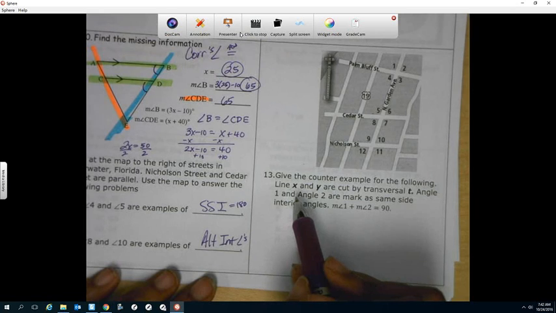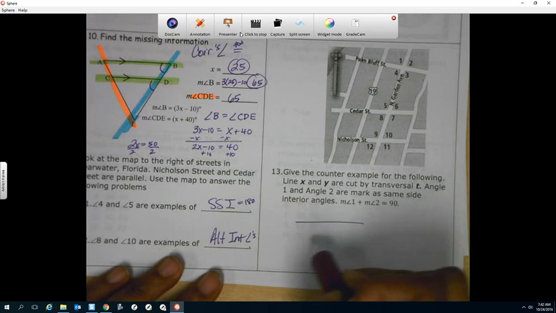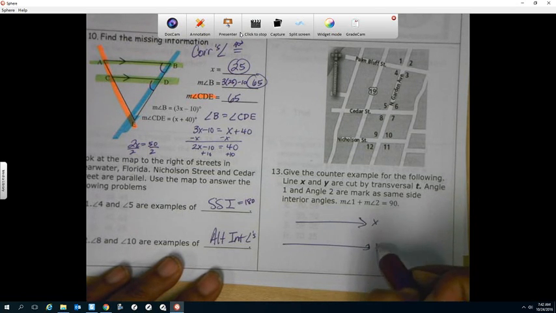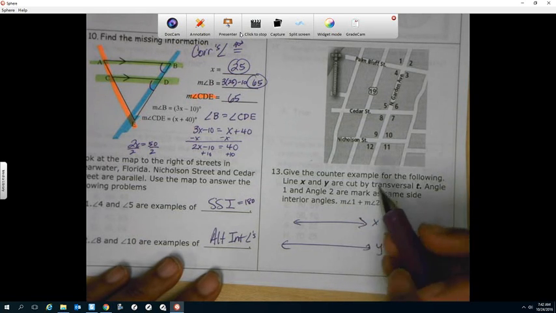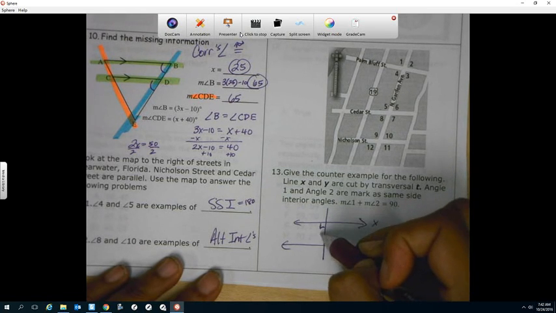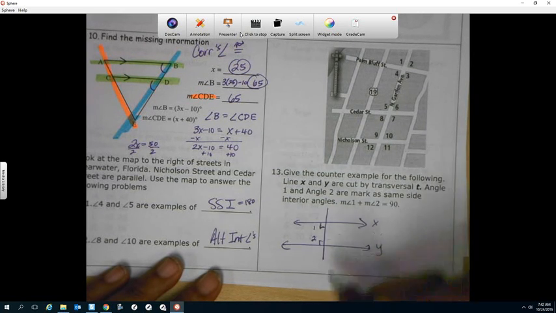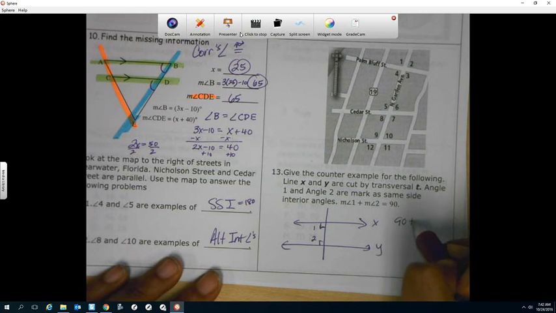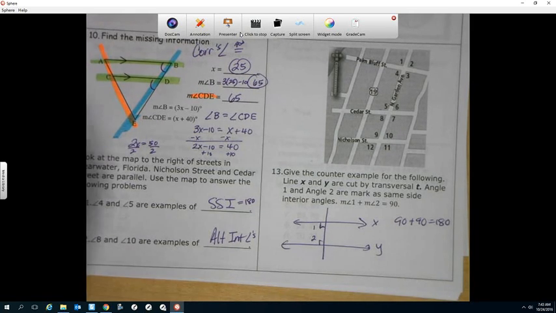And then on 13, to give a counterexample for the following: x and y are cut by a transversal. So here's x and y, cut by a transversal, and angles 1 and 2 are marked as same side interior. We want a counterexample, so the measure of angle 1 and 2 is 90. The counterexample would mean the lines would have to be perpendicular, because 90 plus 90 is 180. And this is showing that this is a false example. Alright, so that takes care of that page. Thanks for taking care of that.